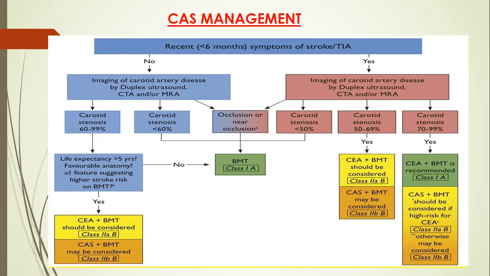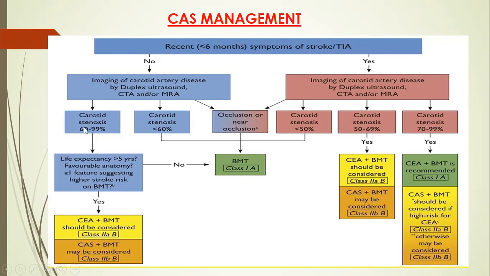Complete occlusion, less than 50% occlusion, 50 to 69% occlusion, 70 to 99% occlusion, this is for a symptomatic patient. For example, if the patient does not have any symptom and incidentally you got the carotid artery Doppler done for some fitness purpose or before thyroid surgery, and you notice complete occlusion, again only best medical therapy is advised. If there is less than 60% stenosis in an asymptomatic person, it is also only medical management.